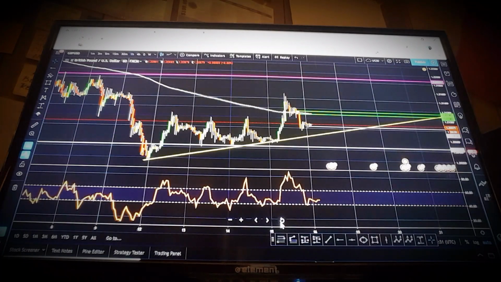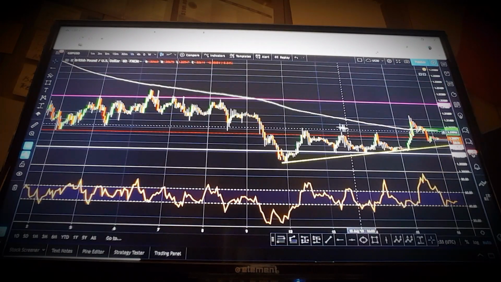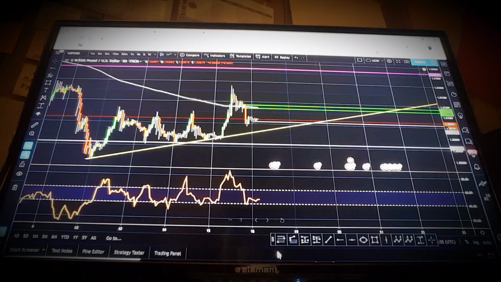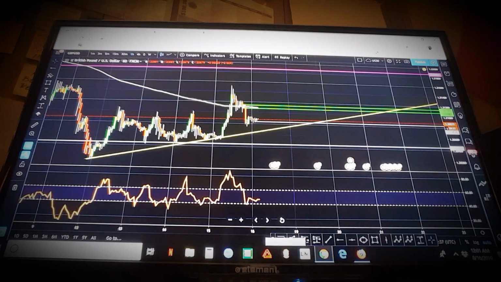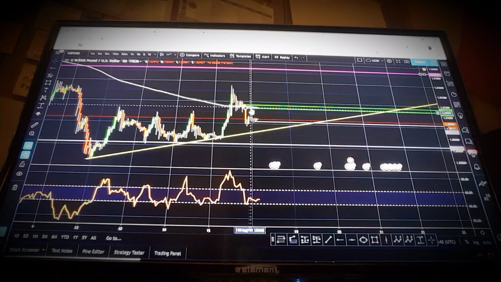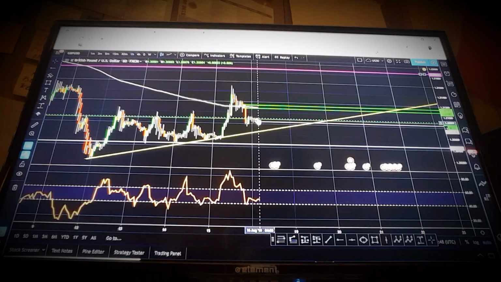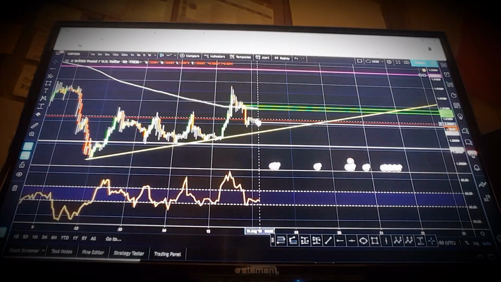Okay, so this is what our chart looks like from the 1 hour right now. Like I said, I'll be looking for a short. Look at that, 200 EMA is right at the proximal. Wow. Okay, well, we'll see how that pans out.